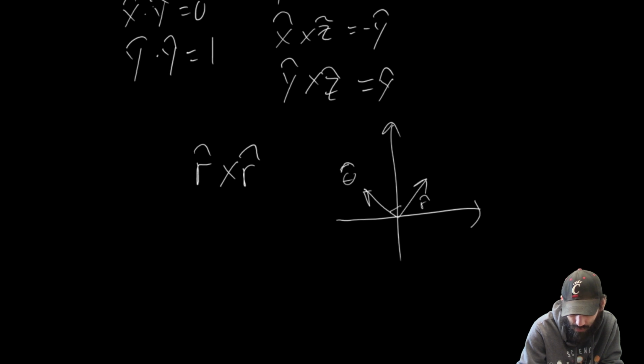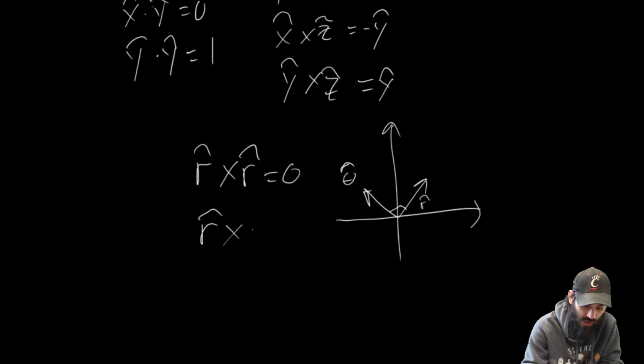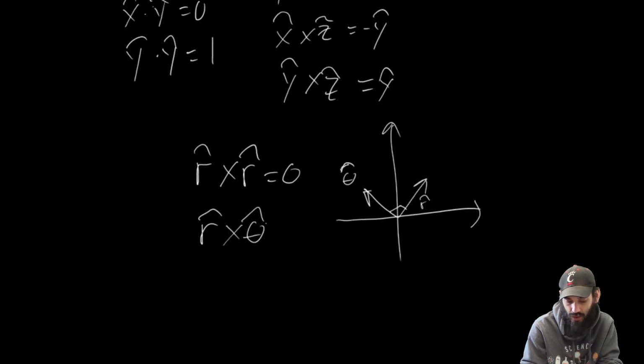These are themselves perpendicular to each other. r hat cross r hat is going to be 0. Unit vector cross with itself. r hat cross theta hat, on the other hand, is going to give us a z hat, right?